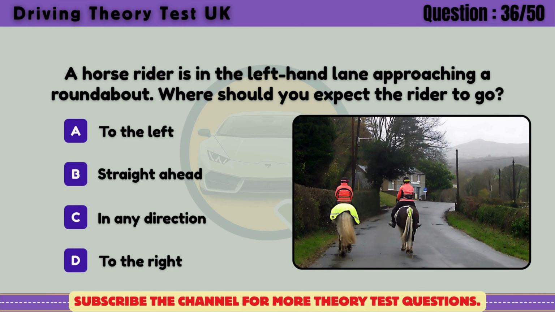Question 36. A horse rider is in the left-hand lane approaching a roundabout. Where should you expect the rider to go? Option A. To the left. B. Straight ahead. C. In any direction. D. To the right.